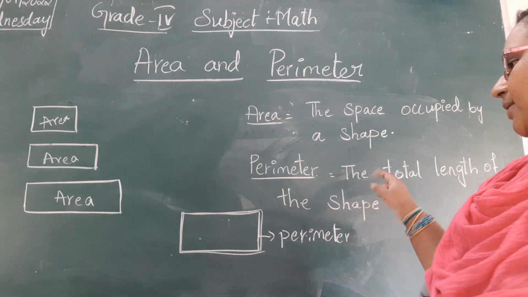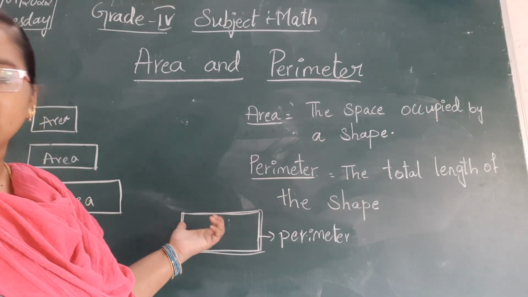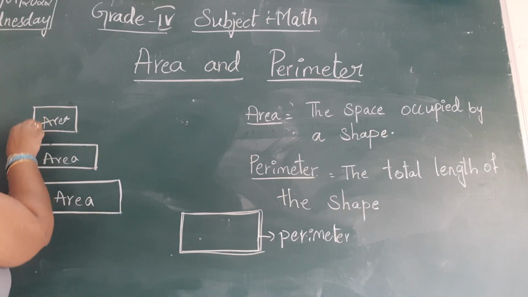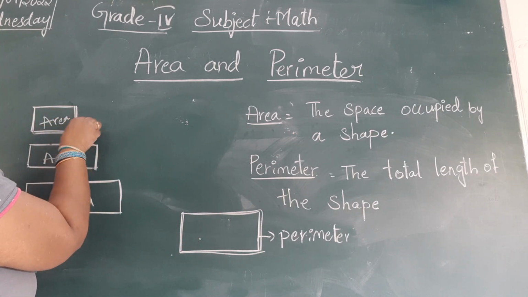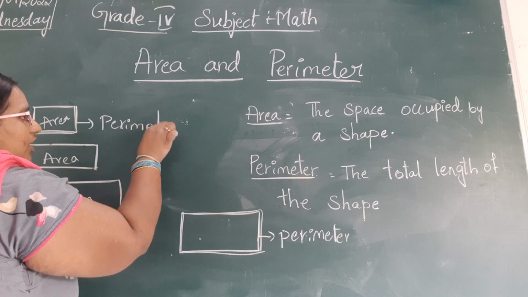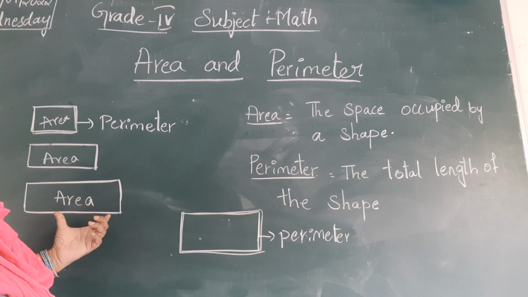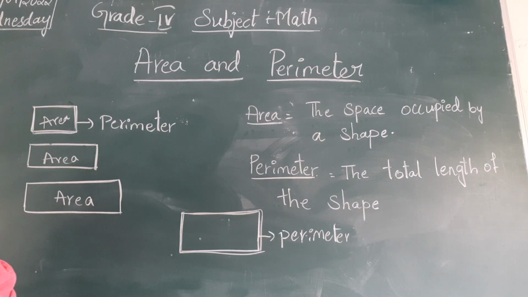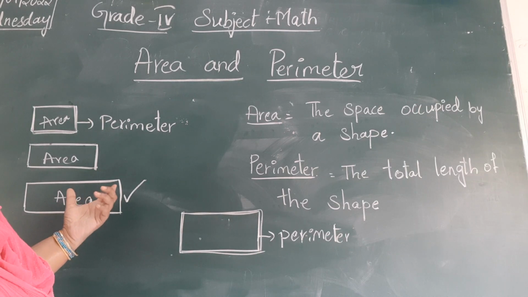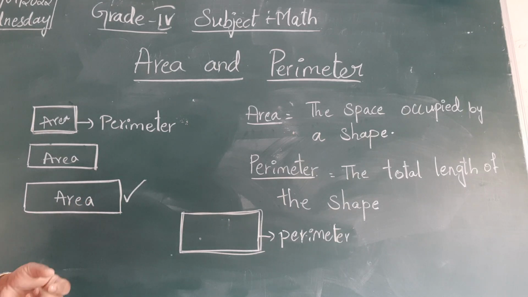The perimeter of the shapes may also change, children. Why? Because here we have a small rectangle, and the perimeter of this rectangle will also be small because it has a small area. So which rectangle has the large area and large perimeter? Yes, this one. Why? Because the rectangle is very big, so it has a large area and a large perimeter.